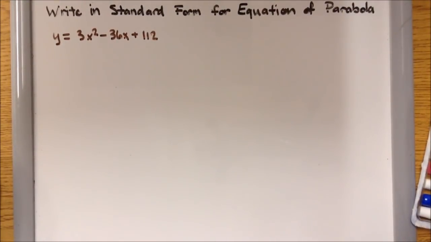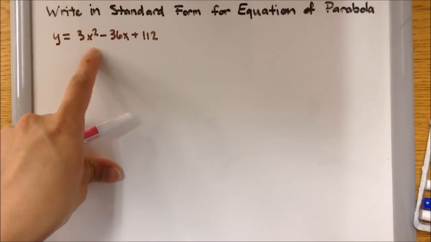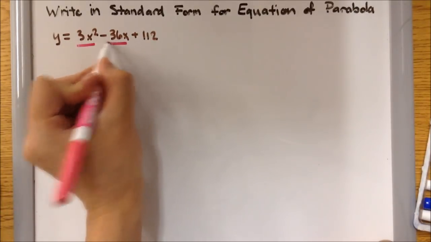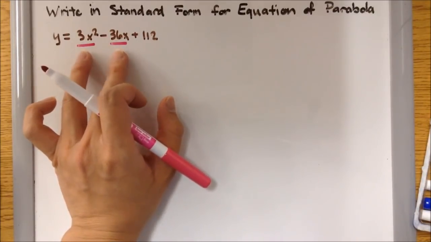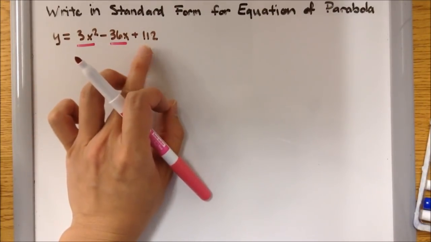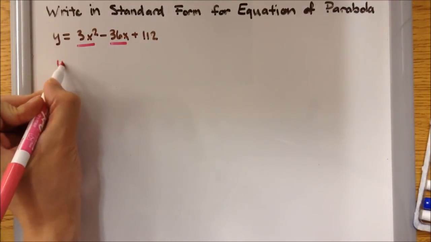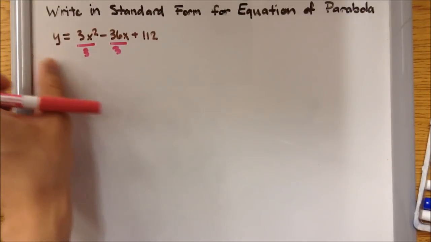In this second example, we're going to factor out the 3 because that's in front of the leading term, the x squared. Same process, writing in standard form by using completing the square. I'm only going to factor out the 3 from the terms that have x. So I'm going to leave 1/12 alone. Basically I'm going to divide by 3. We'll move this one a bit further down.